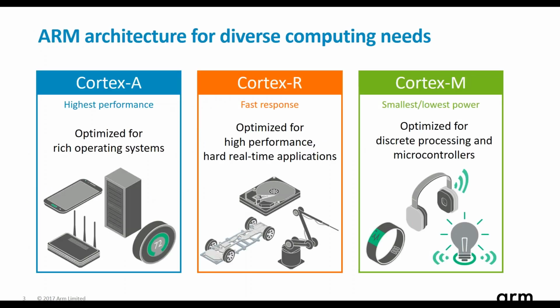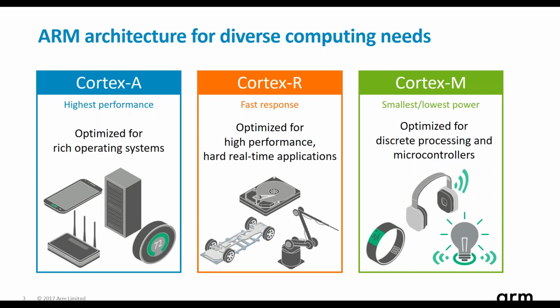So from an ARM perspective, we have three main architectures. When we talk about ARM architecture, we actually mean more than one single architecture. There are different types of architecture. We start with the Cortex-A type architectures. Those are optimized for high performance and for rich operating systems. Cortex-A processors normally have an MMU and normally run complex operating systems such as Linux.